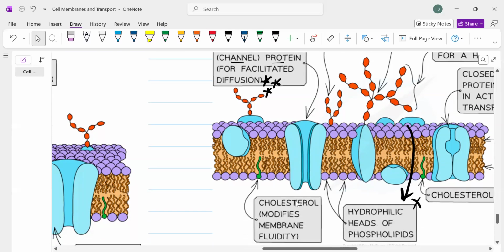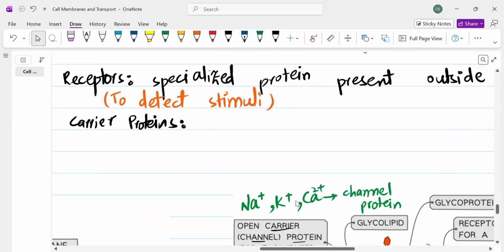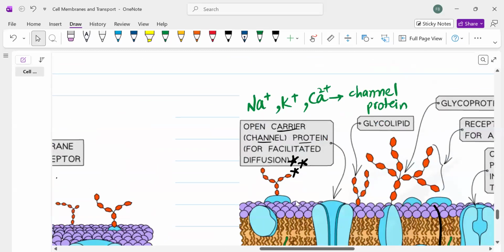Sometimes some things cannot directly enter at some space. So what you do, you fold them. You are not changing their composition, you are just changing their shape so that they can fit in. And that's called facilitated diffusion. Now, for the glucose molecule, is that facilitated diffusion?